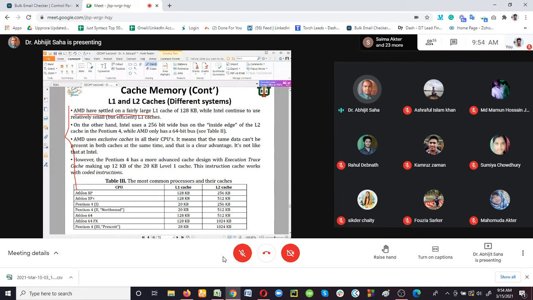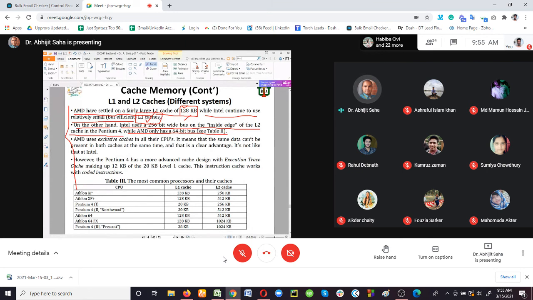AMD settled on a fairly large L1 cache. They are keeping the L1 cache at 128 kilobytes, while Intel continues to use relatively small but efficient L1 caches. AMD thought it could use a larger L1 cache, but Intel thought that keeping the L1 cache smaller is better. On the other hand, Intel uses a 256-bit wide bus on the inside edge of the L2 cache in the Pentium 4, while AMD only uses 64. That is the difference.